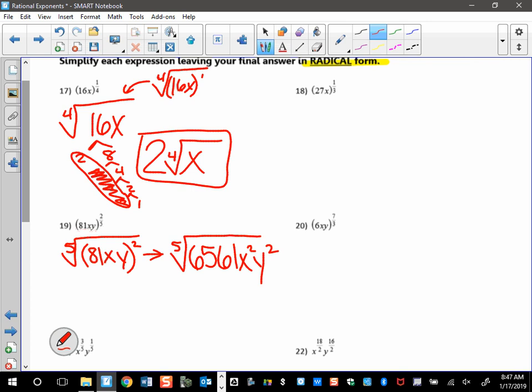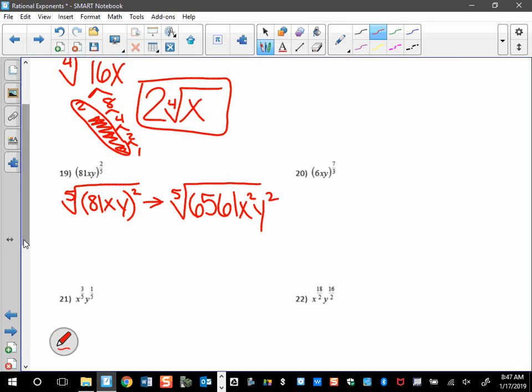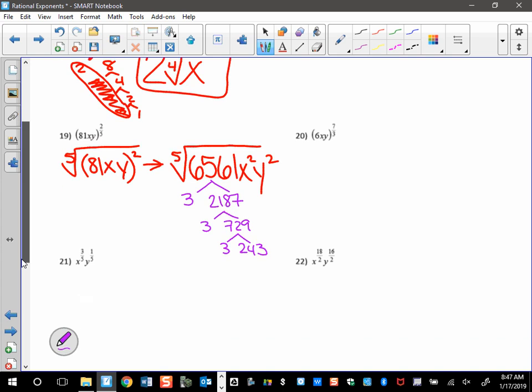So I need to break down 6,561. You could try typing it in. You're going to have to break it down anyway, so let's just save the time. What goes into 6,561? 3. 2 does not go in. It's not even. 3 times 2187 goes into that. 729. 3 and 729. 3 and 243. Hey, at least the numbers are getting smaller.